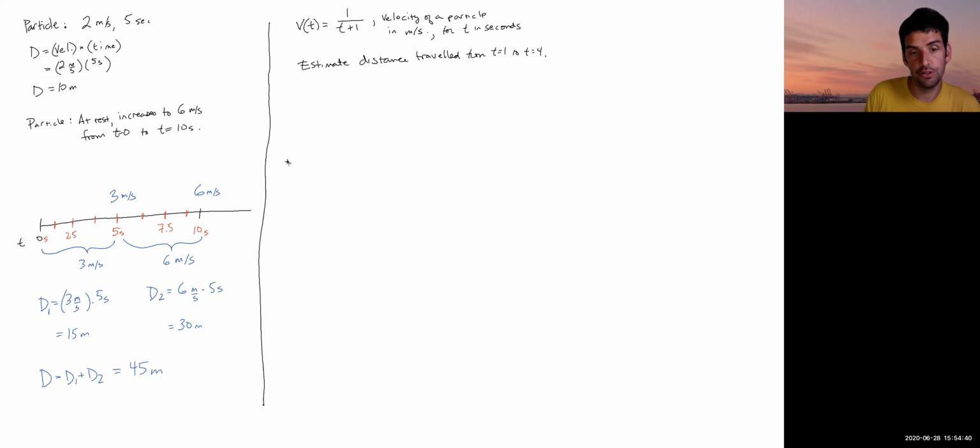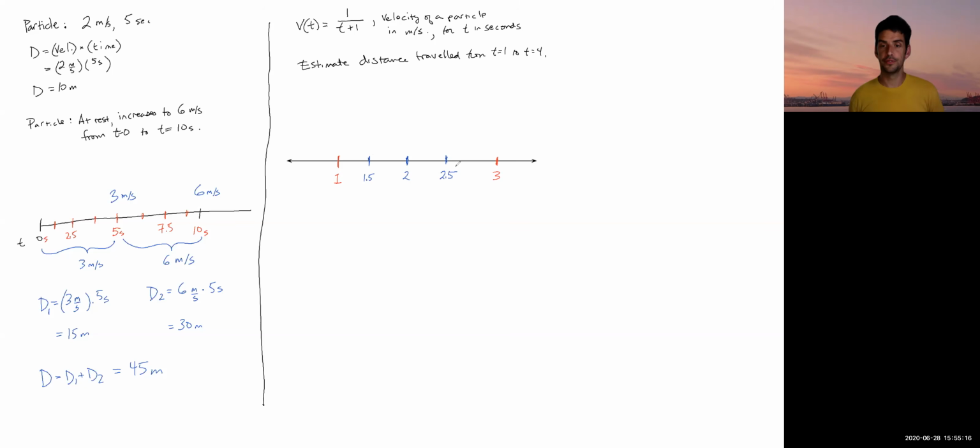But let's suppose we try the same thing. I'm just going to draw myself a little number line. Let's look at t equals 1, t equals 3. Let's divide this up into subintervals. I'm going to divide it into 4 subintervals, so that would make this 2. This is going to be 1.5. This is going to be 2.5.